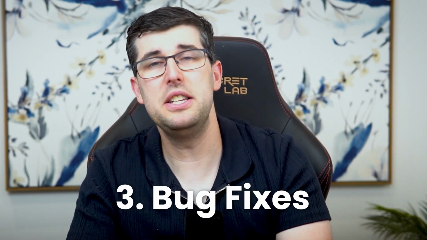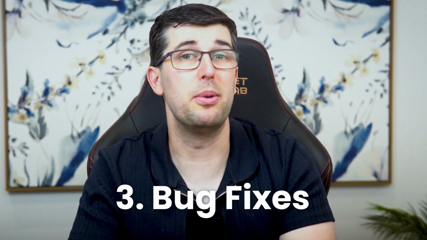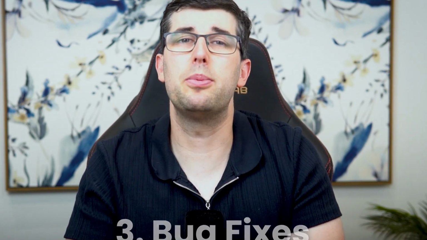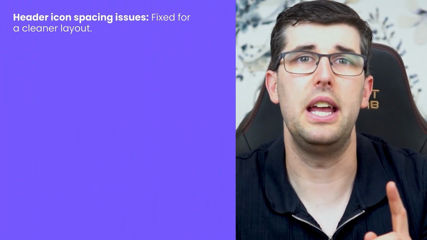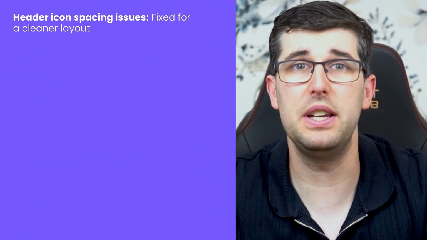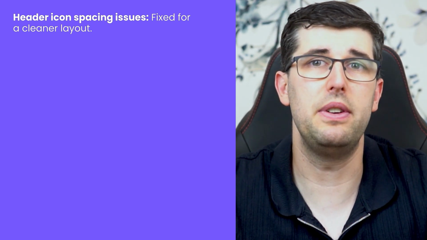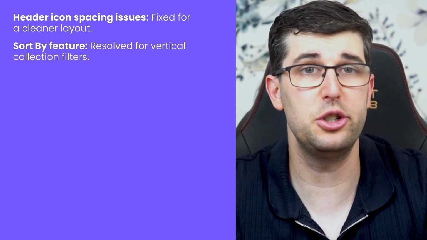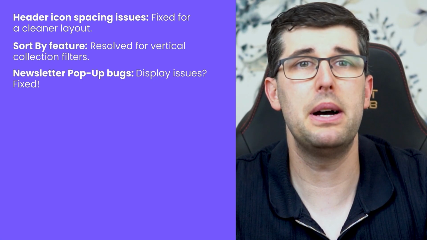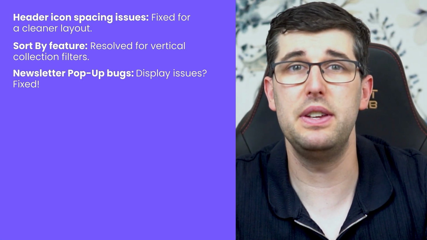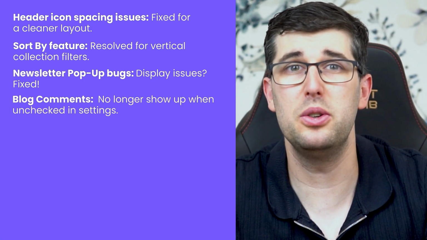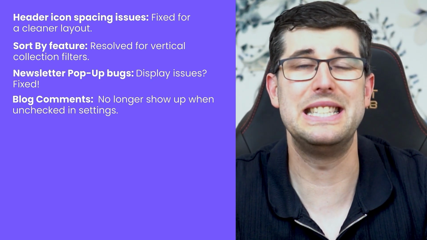And now for the cherry on the top, bug fixes. These improvements ensure your store operates seamlessly. So here's a quick rundown of the bugs we've fixed. The header icon spacing issues fixed for a cleaner layout. Sort by feature resolved for vertical collection filters. The newsletter pop-up bugs. Display issues are now fixed. Blog comments were no longer showing when unchecked in settings.